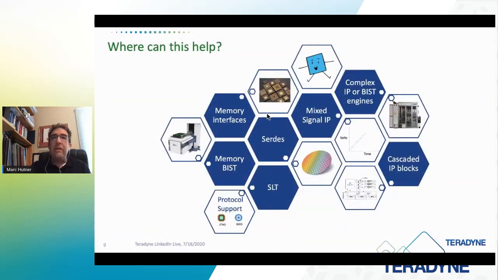Now, where does this help? Now, the big place where it helps is interfaces and complex IP blocks or cascaded IP blocks. So it could be something like memory BIST, it could be SerDes, it could be mixed signal IP, or cascaded blocks. So there's lots of opportunities here that we could explore. And it depends on where your debug problem is.